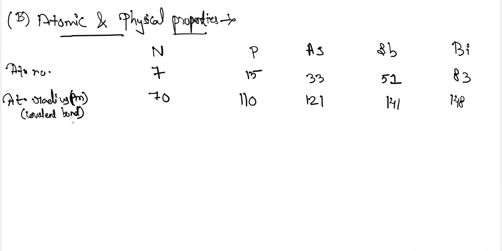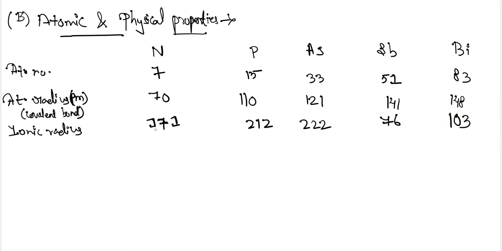Next, ionic radius. For nitrogen, it is 171. For phosphorus, 212. For arsenic, 222. For antimony it is very much smaller, 76, and for bismuth it is 103 only.